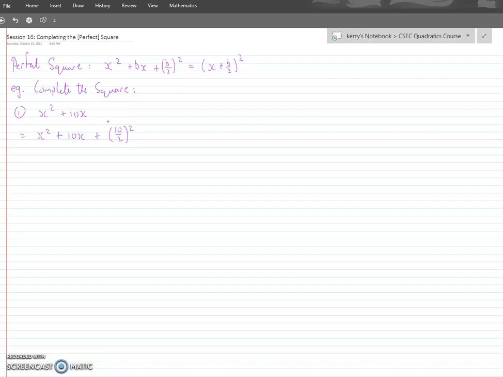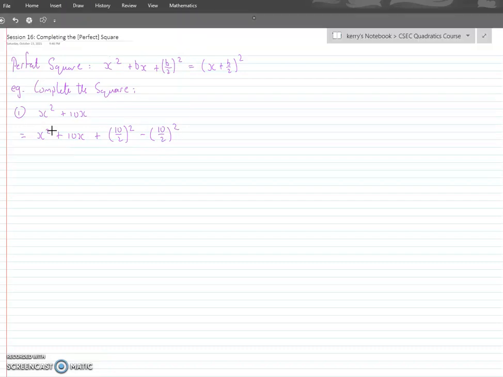But the problem with this is that this line is supposed to be equal to the original line, and I have misbalanced the expression. To rebalance it, I have to do the opposite of adding this number, so I have to subtract this same number here: 10 over 2 squared. Now, this subtracting part is just a balance. It doesn't have anything to do with the perfect square.